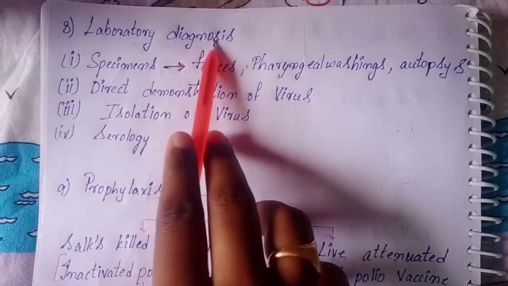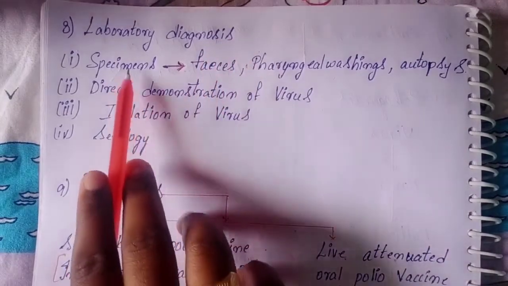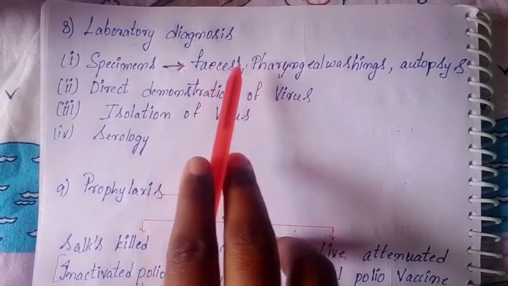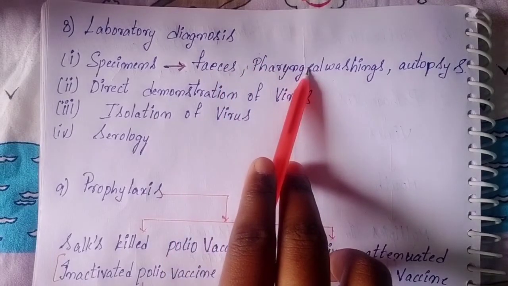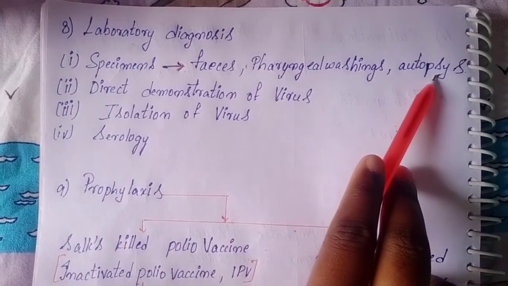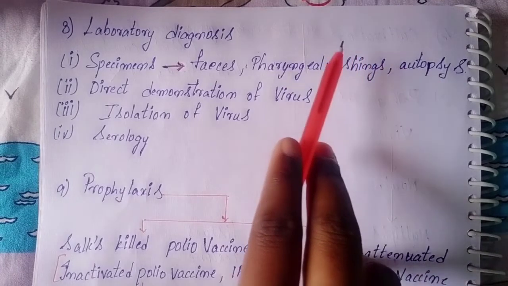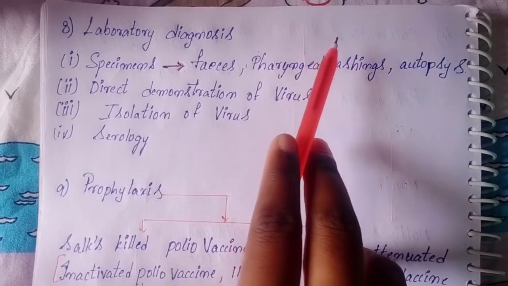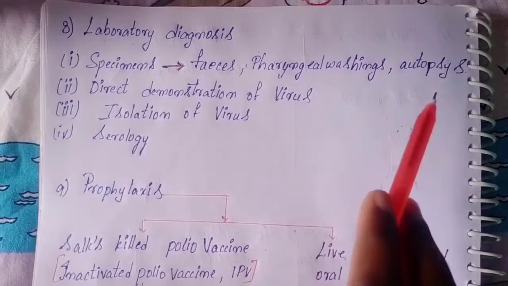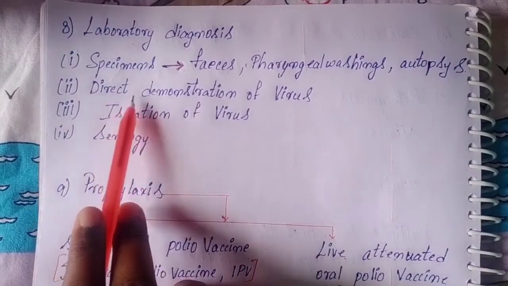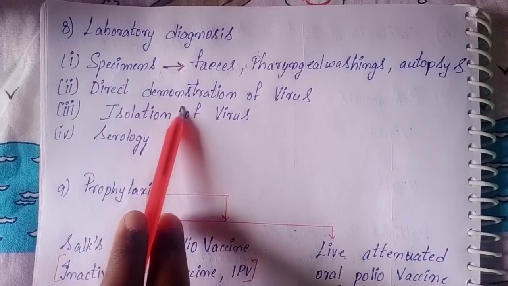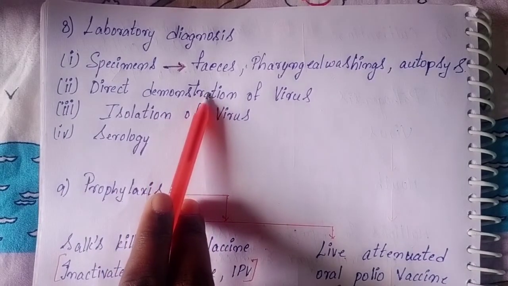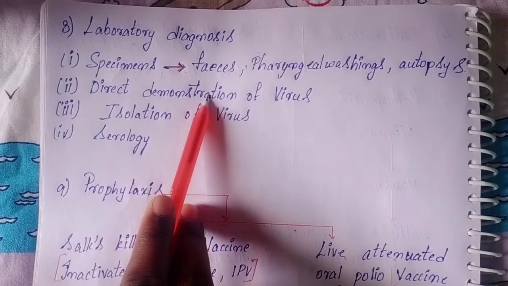Eighth one is laboratory diagnosis. Specimens: virus can be isolated from feces, pharyngeal washings, autopsy specimens. Virus usually cannot be recovered from CSF. Next one is direct demonstration of virus. Virus can be demonstrated in stool by direct electron microscopy or by immune electron microscopy.